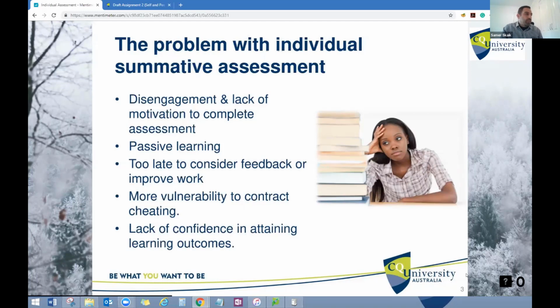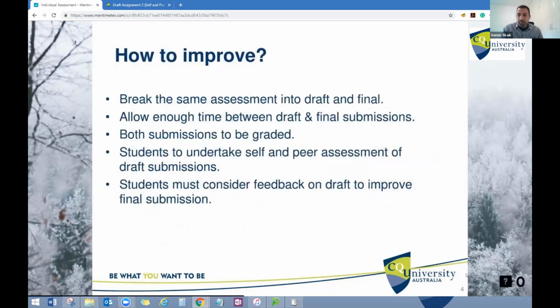So I thought about that a lot, and I consulted the literature, and I came up with a model that can address this problem. Mainly I'm talking about any main assessment task that you have. You can break it down into subtasks. And then you need to embed self and peer assessment to make it more authentic and personalized for all students and try to maximize the attainment of learning outcomes.